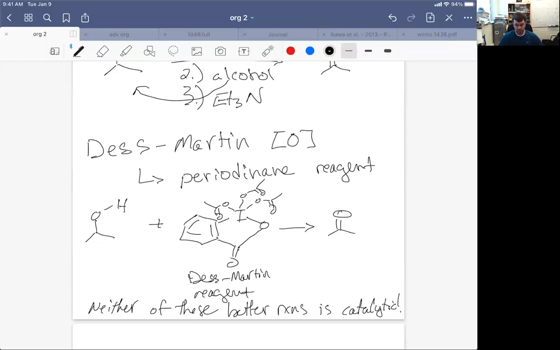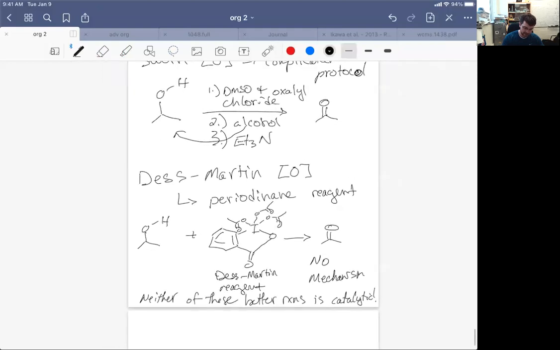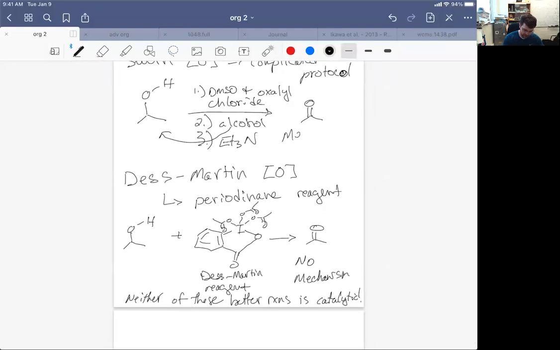Now, what about the mechanisms for these things? Let's go back to the notes just quickly. No mechanism here for the Dess-Martin periodinane oxidation, but for the Swern oxidation, we're going to have the mechanism in the next lecture. Okay, so the next lecture we'll touch on the mechanism for the Swern oxidation because we're going to get our tuition dollars worth in terms of curly arrows for that one.